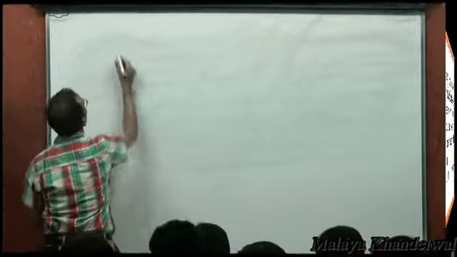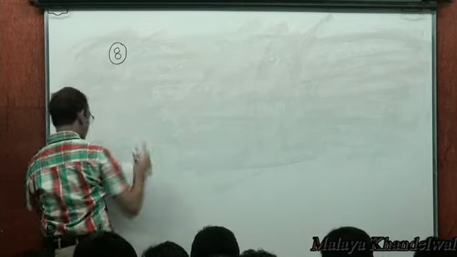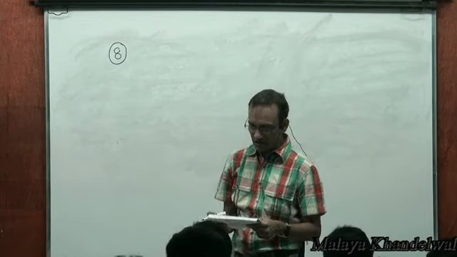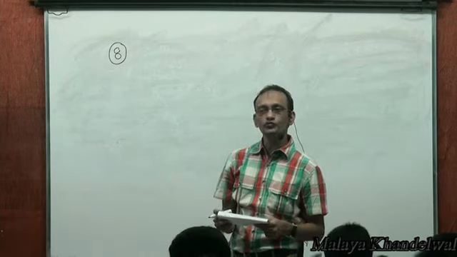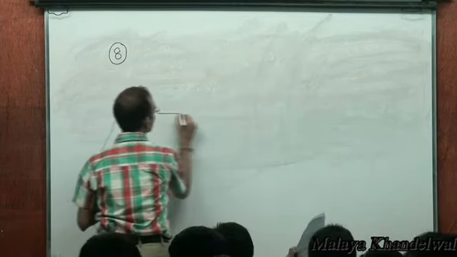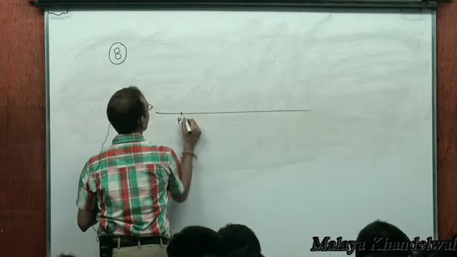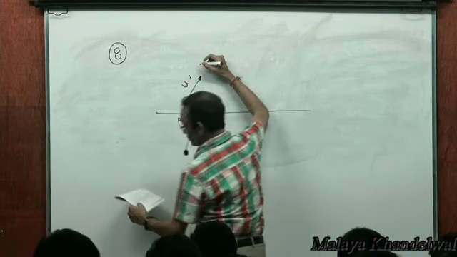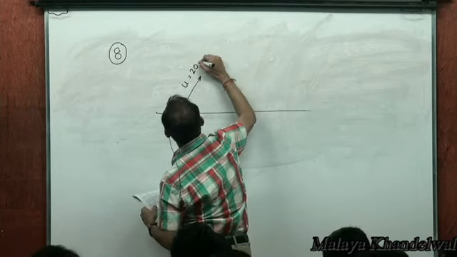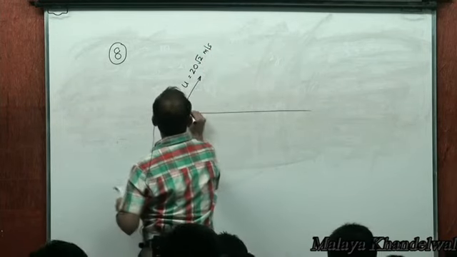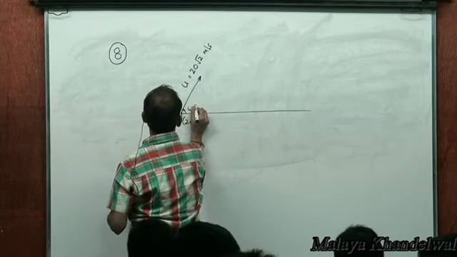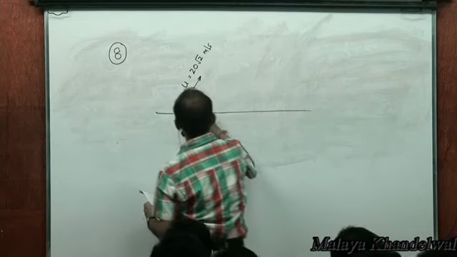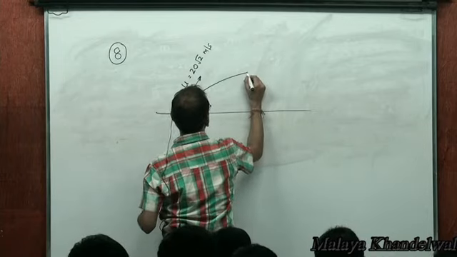Problem 8. A particle of mass 2m is projected with a velocity u equal to 20 root 2 meters per second at an angle of 45 degrees with the horizontal. After 1 second, there is an explosion, at t equal to 1 second.